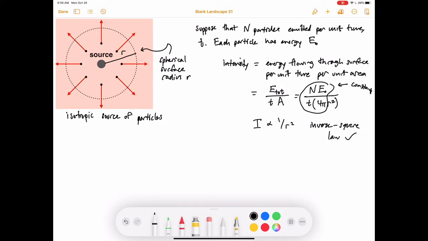So whether we think of light as a particle or we think of it as a wave, it will still follow the inverse square law. So the fact that it follows the inverse square law doesn't really tell us either way whether we should think about light as a particle or a wave. It's pretty much indifferent to that question.